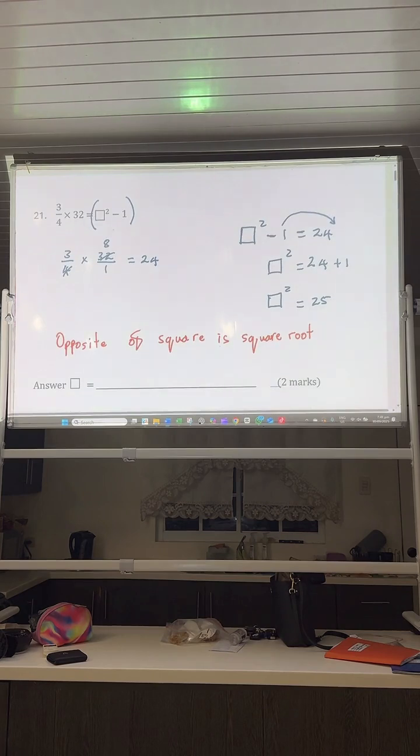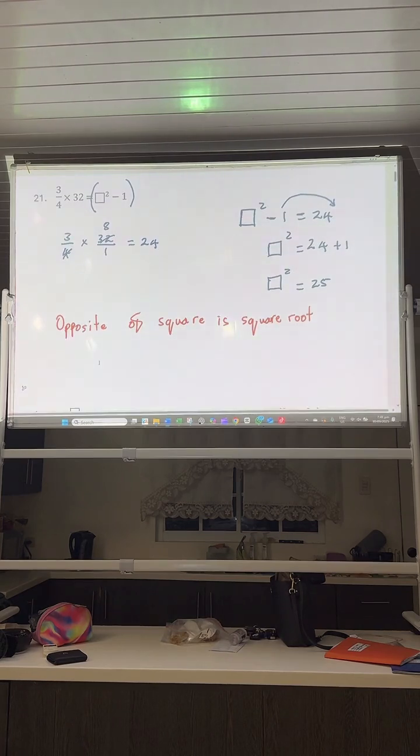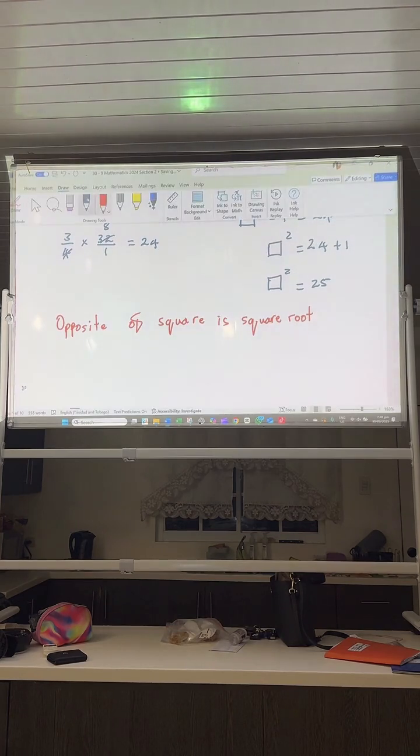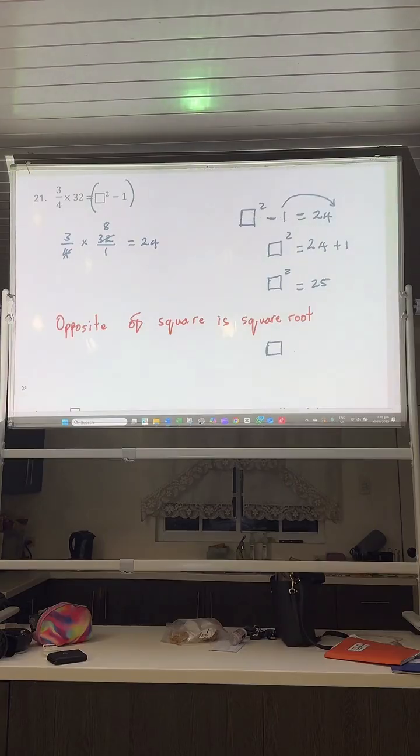So this is what we're going to do here. At this point, this box we're looking for is going to be equal to the square root of 25. What's the square root of 25, guys? Anybody? 5 multiplied by 5 will give us 25, right? So the square root of 25 is 5. That means our box is equal to 5, right? Those who need to copy it, you can copy it.